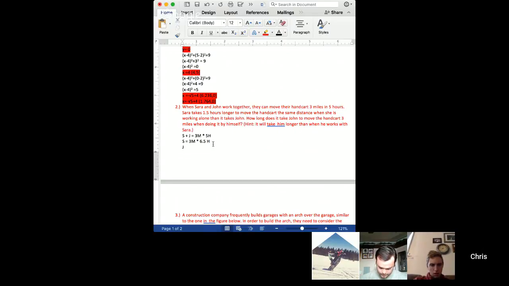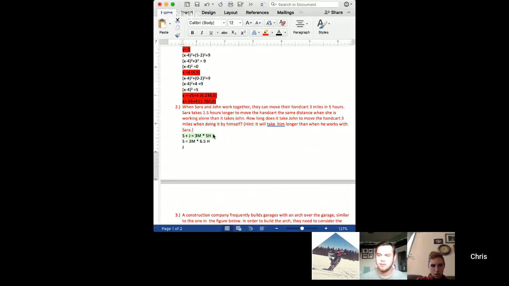Okay. So according to your hint, it says that this 5 hours should be shorter for down here. It gives us a time that it took them, right? Yeah. So them together, S plus J, will be 3 miles in 5 hours. Sarah by herself is 3 miles in 6.5 hours. And what we want to know is how long it'll take John. So what I would do instead of having the 3 miles times 5 hours, I'd put the 3 miles by itself on one side and then do the S and J with the 5 hours.